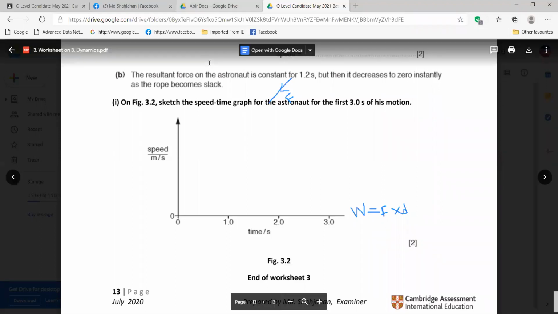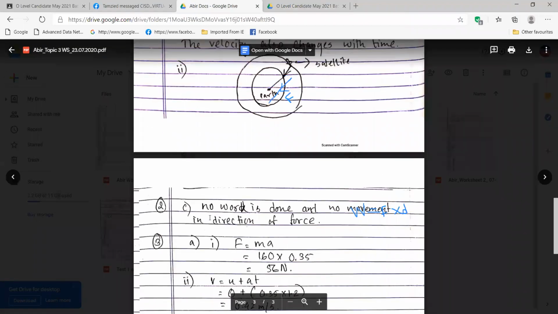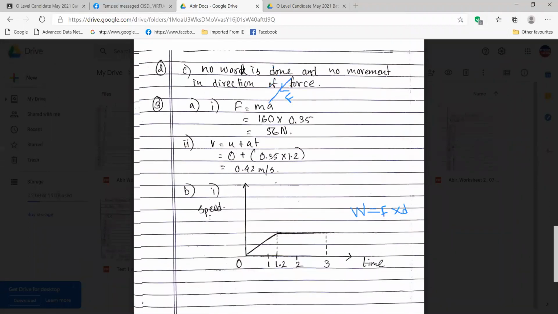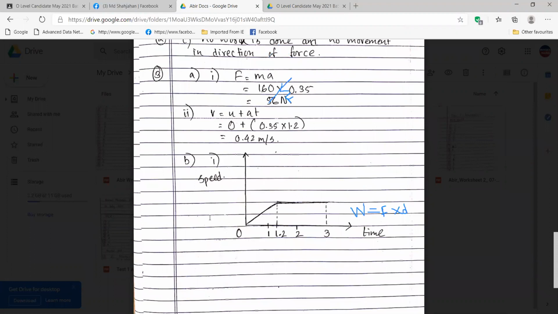Let me check the writings you wrote. And is it working with the mark scheme the same way?